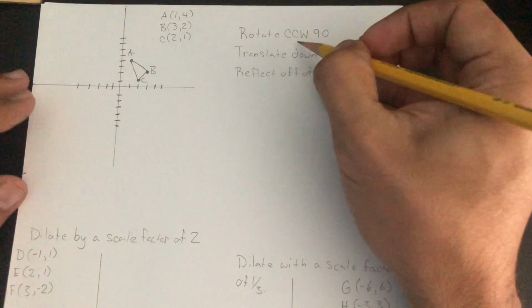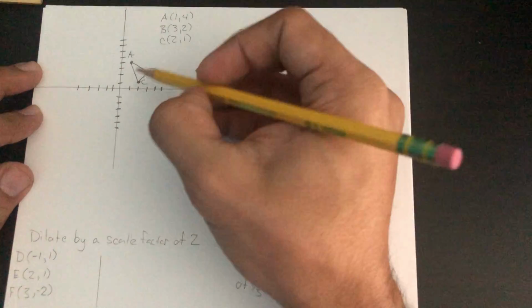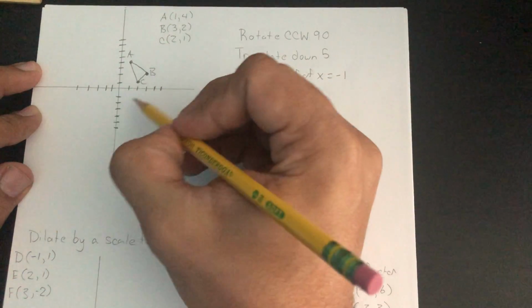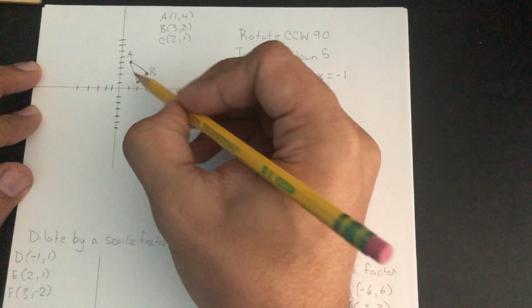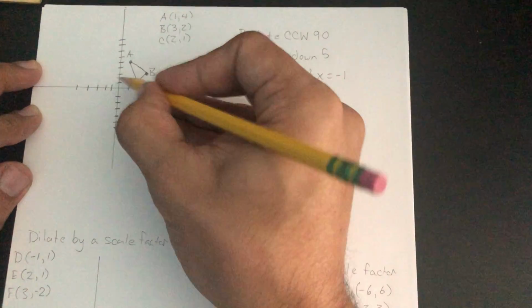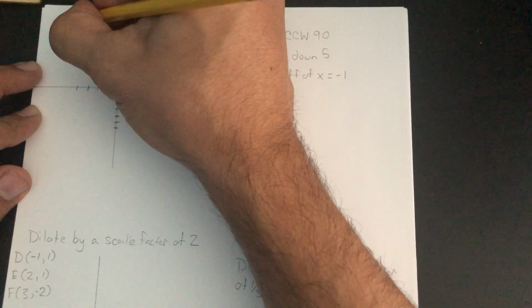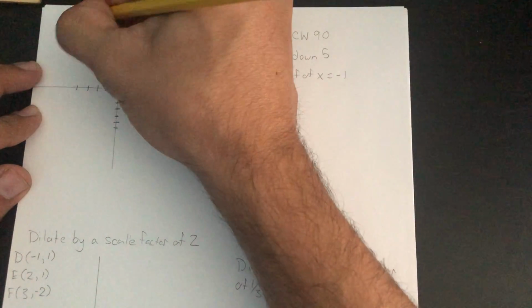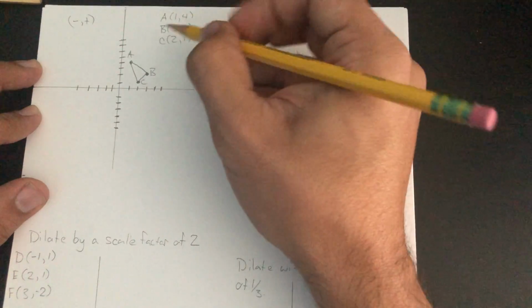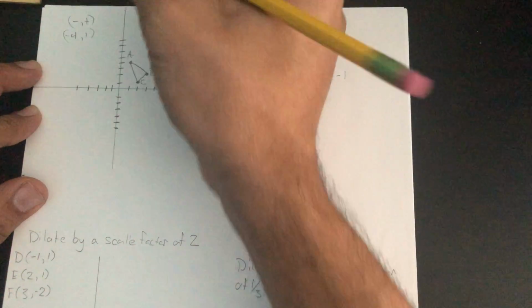Now we're going to rotate it 90 degrees counterclockwise. Rotating it counterclockwise will go in this direction, the opposite direction of a clock. So A is 1, 4. It's going to end up to be 4, 1, but in this quadrant it is negative, positive. So 1, 4 will become negative 4, 1.